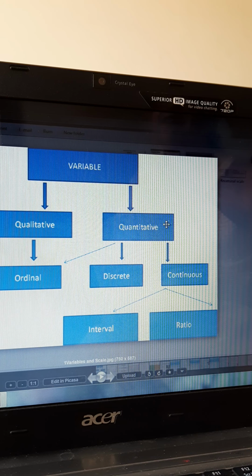What are the examples for nominal? Gender, marital status. Gender cannot be continuous. It can only be discrete, either male or female. Marital status can only be discrete: married, unmarried, divorced, widowed. Like this, it can only be discrete. It cannot be continuous. Right? Ordinal data, on the other hand, can have a rank.